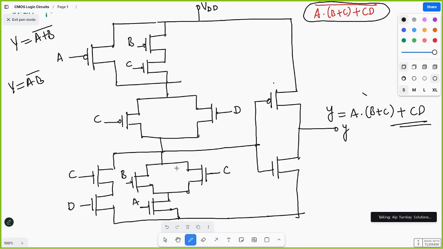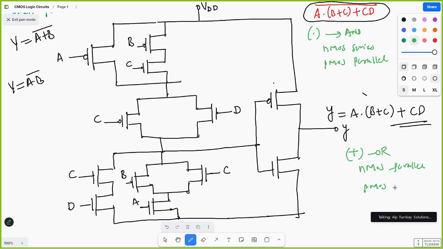You see here, we already saw this. For AND operation, NMOS will be in series and PMOS will be in parallel. For OR operation, NMOS will be in parallel and PMOS will be in series.